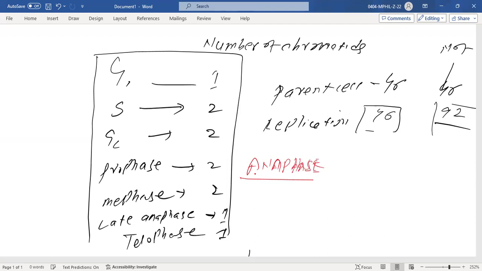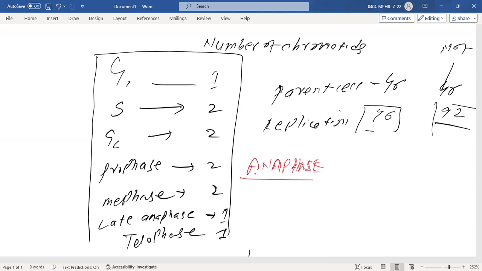Anaphase. What's going on at anaphase? It is a rapid stage of mitosis. The centromere splits into two, and the spindle fibers pull the daughter chromatids towards the poles. What is the key change here at anaphase?